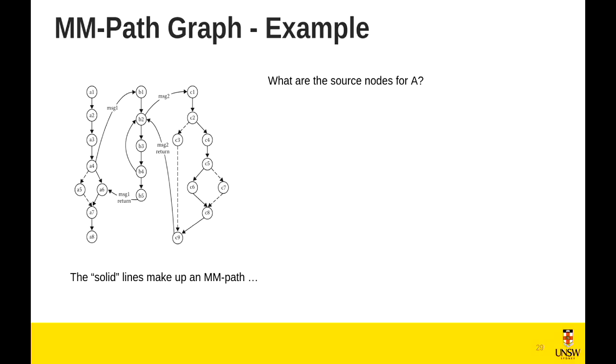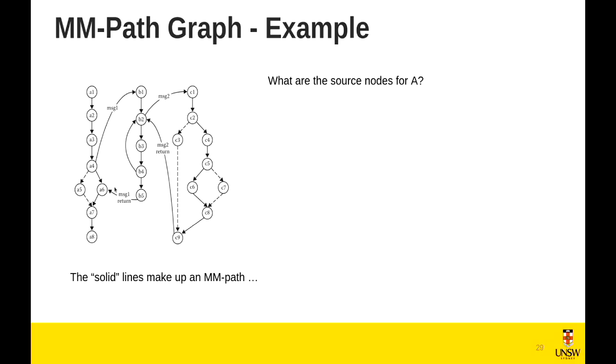So what do you think are the source nodes of A according to the definition we have learned? The source nodes are defined as where the execution of a unit or a module starts or resumes. So what are the source nodes for module A here? Where the execution starts or resumes. Start is quite obvious, A1 is the start. And resume means the control is transferred back to this module. So is there any node where the control is transferred back?